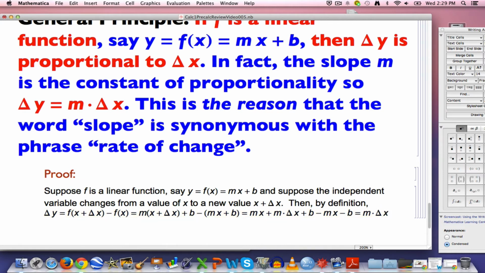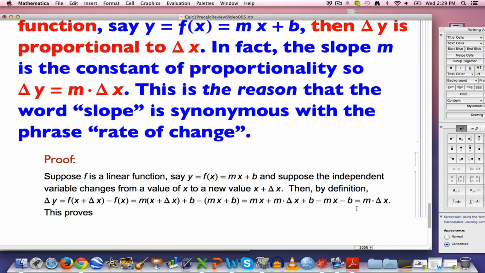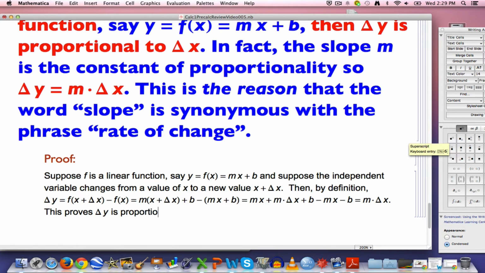Okay, that is essentially it. This proves that delta y is proportional to delta x for a linear function. When mathematicians finish proofs, they often get quite excited and start talking in Latin, and they write things like QED, which is a Latin abbreviation for Quod Erat Demonstrandum. I'm not sure if I pronounced that right. It means I'm done, essentially. I proved what I wanted to prove.